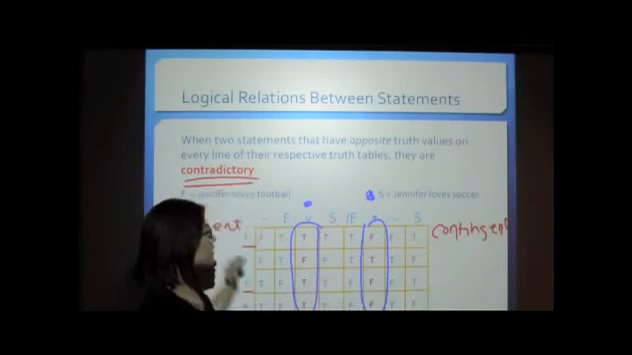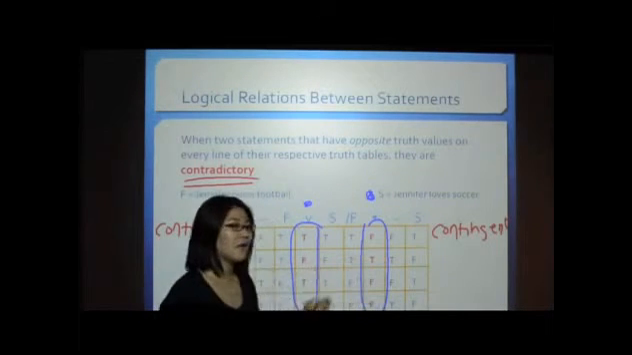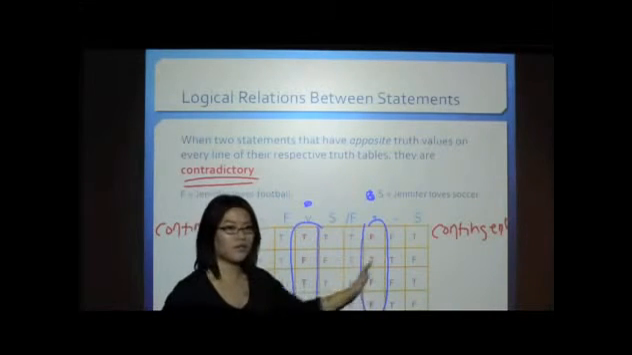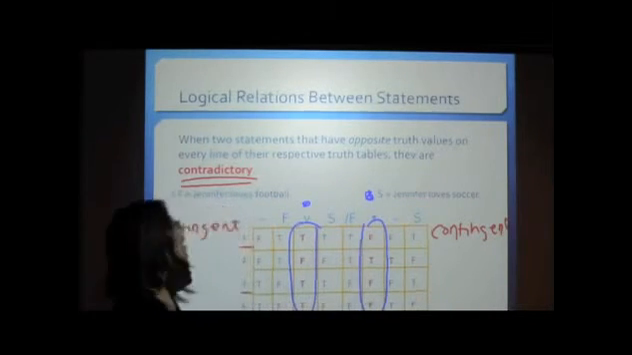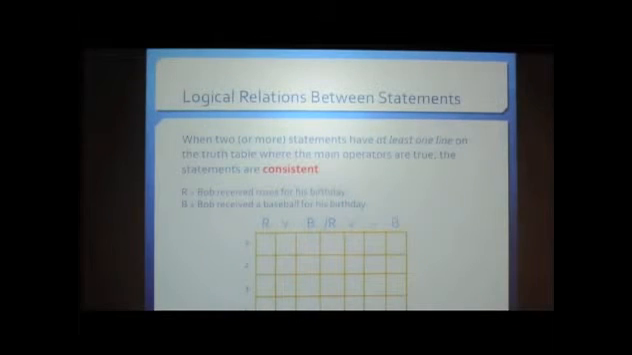Whereas contradictory is a relationship between statements, and that relationship is that when one statement has a certain truth value, the other statement will have the opposite truth value. And moving on, we have the relationship of consistency. When two or more statements have at least one line on their respective truth tables where the main operators are true, the statements are consistent.